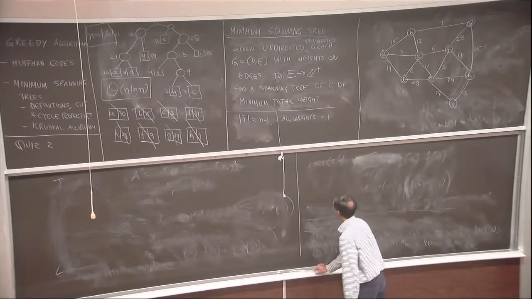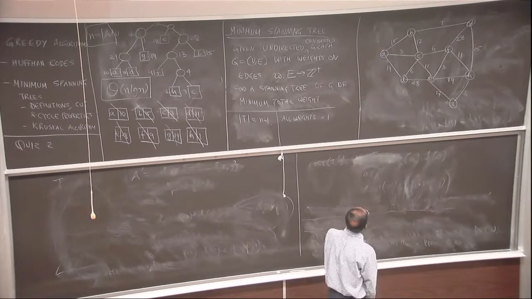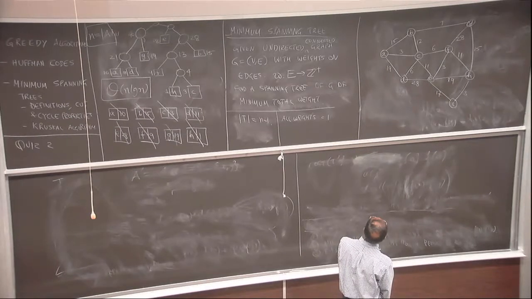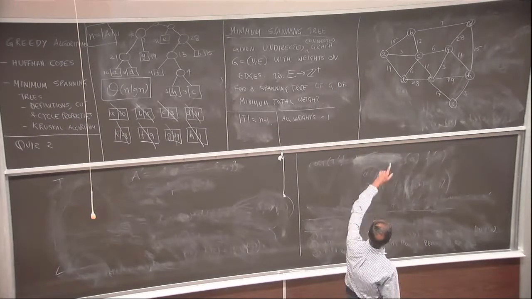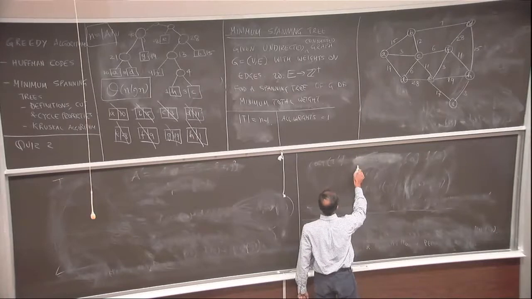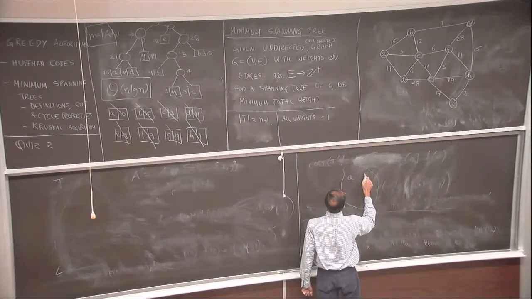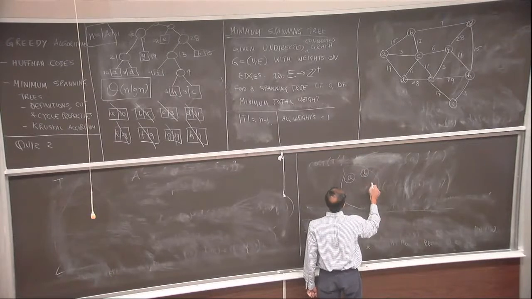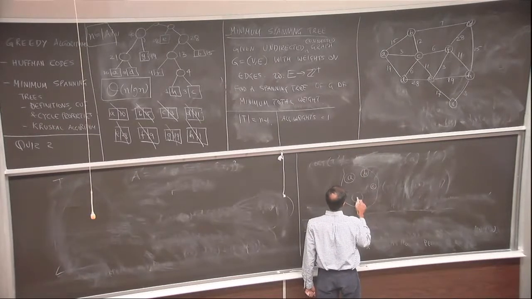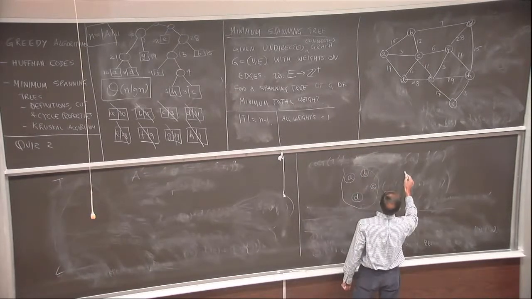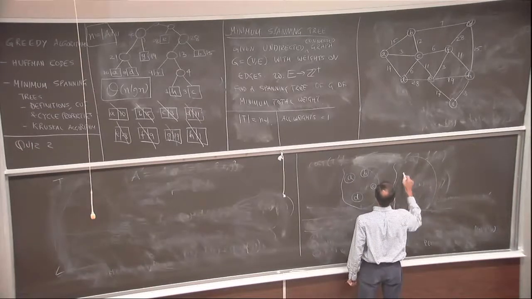The other thing that let's take a look at in that graph. The other thing we'll look at is things like cuts. So think of A, B, C, and D on one side, and E, F, G, H, I on the other side.